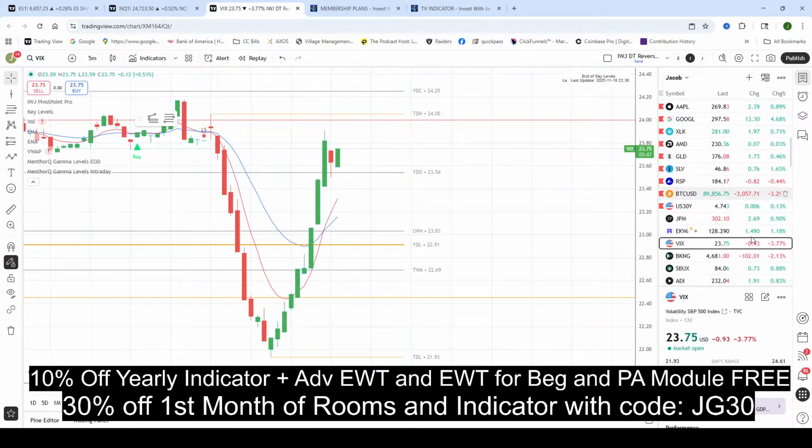25, again, guys, is a key number on the VIX. Above that, volatility is high, and you should expect the bears to be in control for at least the short term.